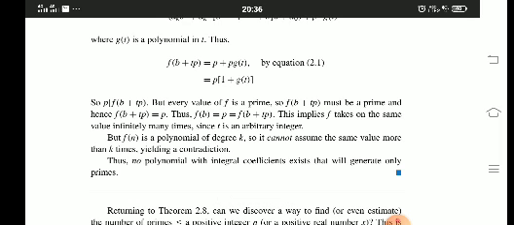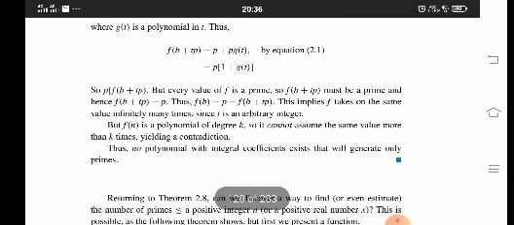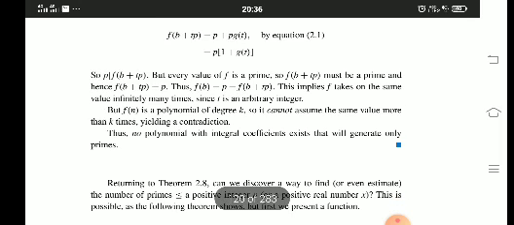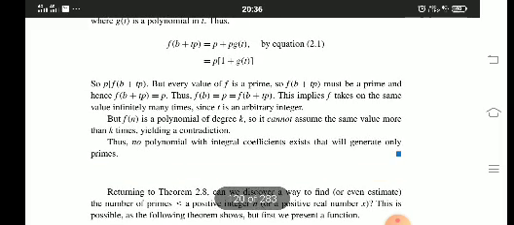But f(n) is a polynomial of degree k, so it cannot assume the same value more than k times, yielding a contradiction. Thus, no polynomial with integral coefficients exists that will generate only primes.